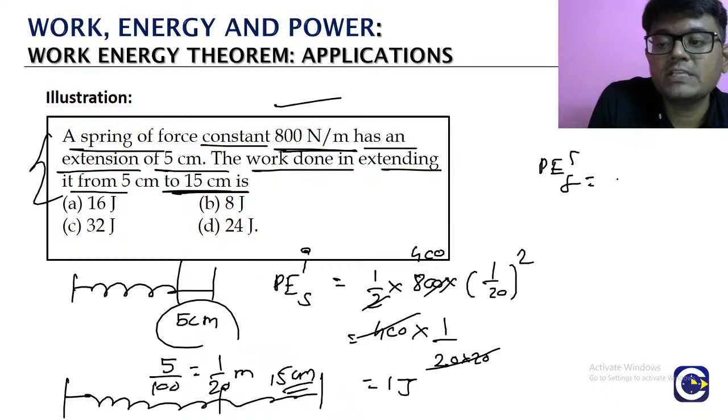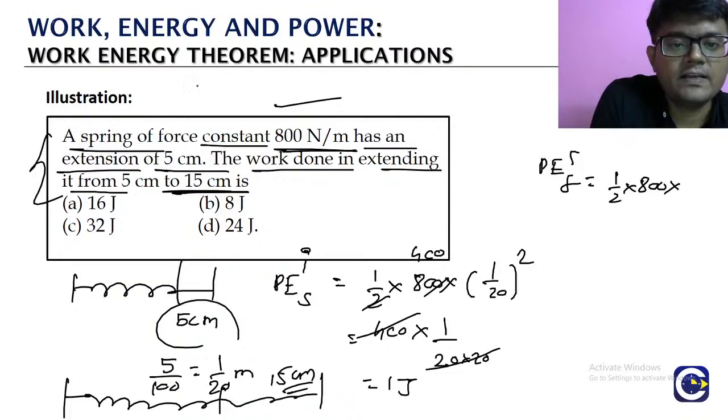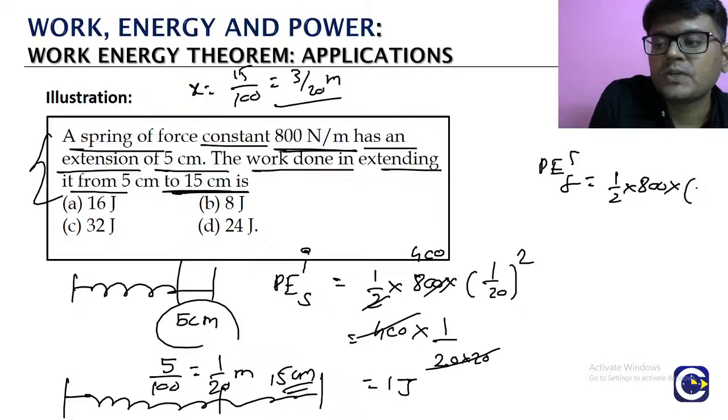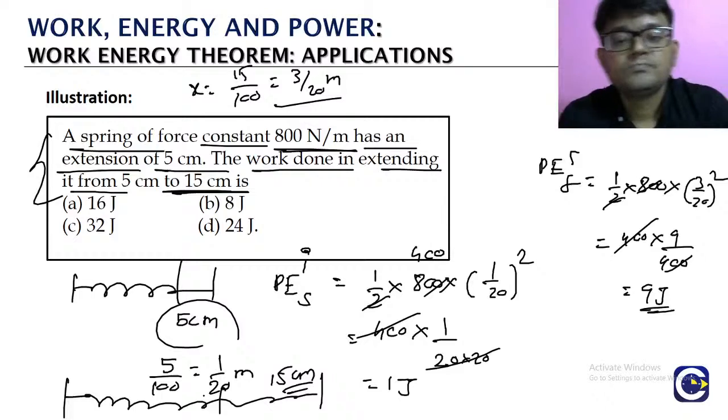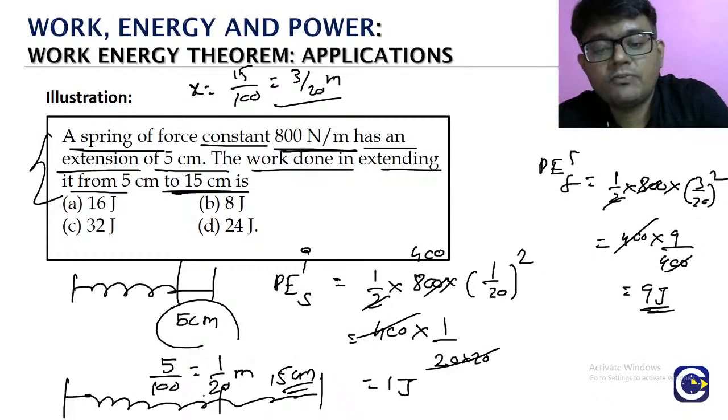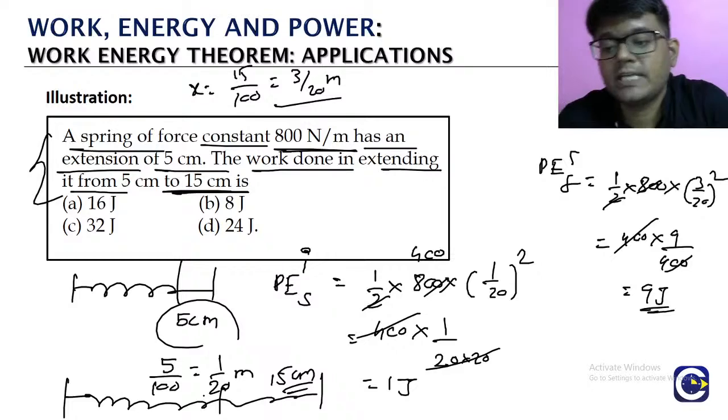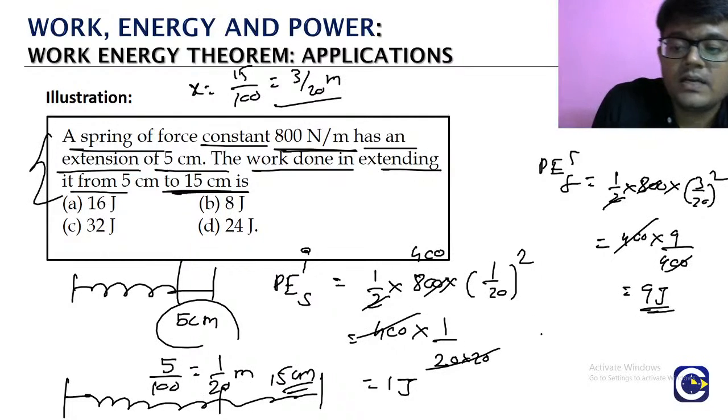final spring potential energy. Half into K is 800 into x square. Here in the final state, what is the elongation? 15 centimeter means 15 by 100, that is 3 by 20 meter. So we will get 3 by 20 the square, that is again 400 into 9 by 400, that is 9 joules. So spring initially it is having a potential energy of 1 joule. Finally what is the potential energy? 9 joules. They are asking what is the work done. Remember, work energy theorem concept is what?